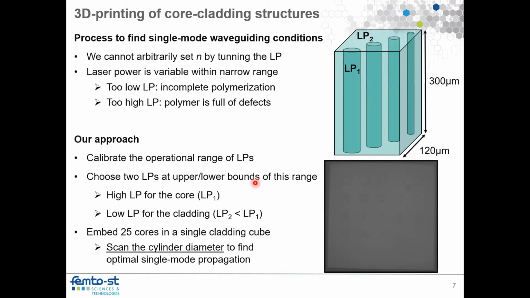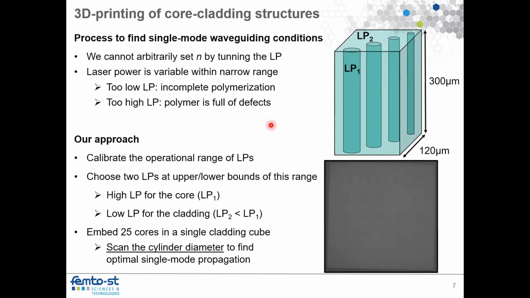Our approach is that we cannot play arbitrarily with the laser power, because if you use too low a laser power, you may not have a totally polymerized structure, and therefore the structural properties are not optimal. And if you use too high a laser power, it can create a lot of defects. It burns the resin by overexposing it. So what we did is to find the two limits of the range where we can operate. Within this range, we choose a laser power for the cores that is on the high side and the laser power for the cladding that is on the low side.